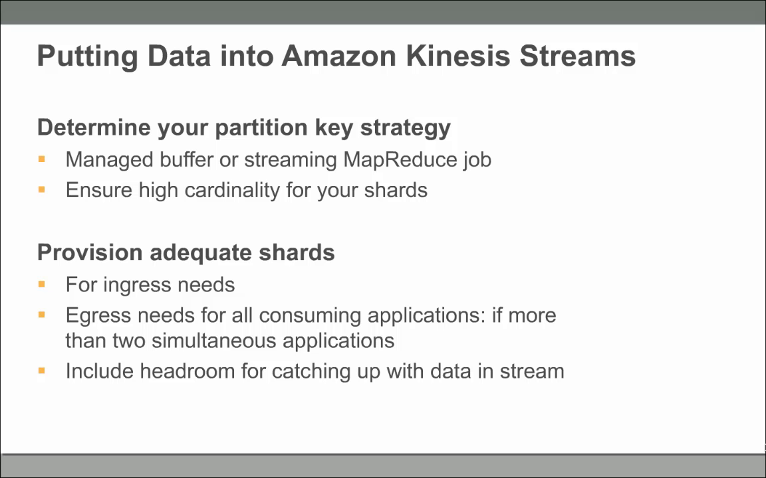And what that partition key is will determine which shard it goes to. So you want to know: am I doing a managed buffer, or streaming for a MapReduce job? And I want to make sure that I have a high cardinality for my shards. We want to make sure that we provision enough shards for our ingress needs. Sometimes, if you have a certain number of records coming in but a lot more readers, you can allocate additional shards, and even though they won't be saturated on writes, it will allow you to scale for reads. So whether you need to scale for reads or writes, you would do so by adding or subtracting shards.